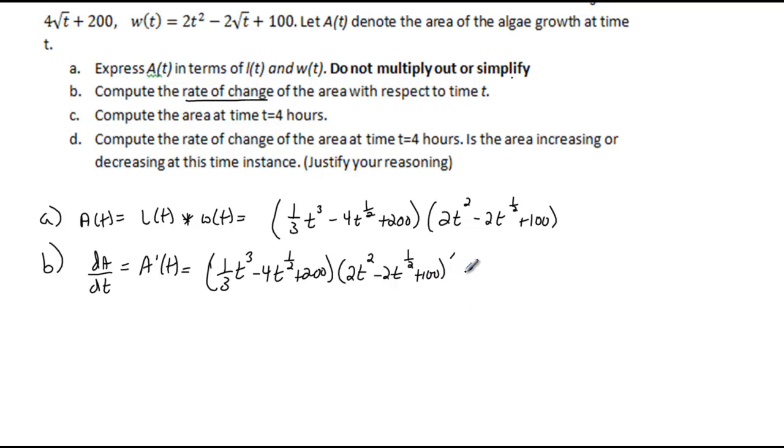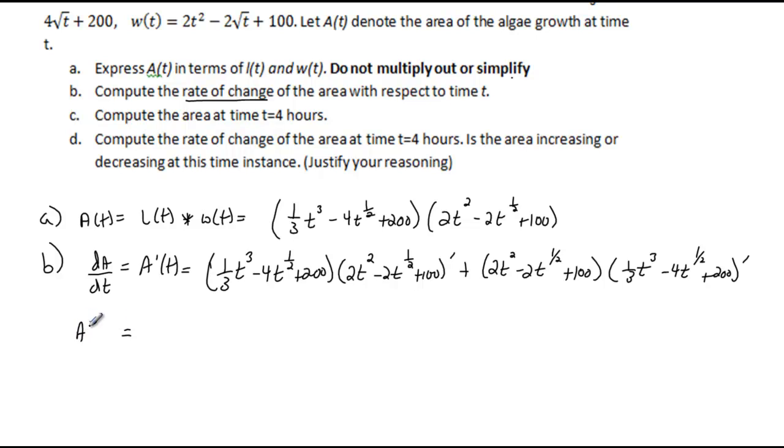I'm going to do this in two steps. Plus the second function, which is 2t squared minus 2t to the 1/2 plus 100, times the derivative of our first function, which is 1/3 t cubed minus 4t to the 1/2 plus 200, and we're going to call that prime. So our first function times the derivative of the second plus our second function times the derivative of our first. Let's go ahead now and take our derivatives.